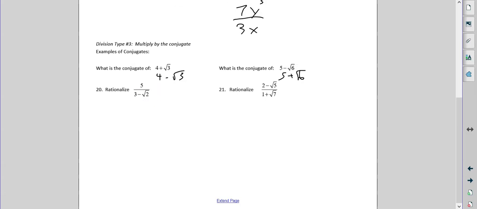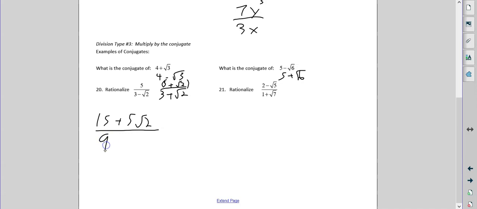Okay, so what we need to do is multiply by 3 plus radical 2, top and bottom. Now be careful that you put parentheses here so you distribute that 5. Most common mistake. 5 times 3 is 15, and 5 times radical 2 is simply 5 radical 2. On this one, the inside and the outside are going to drop out. That's the beauty of this one. So you just have to do FOIL, first and last.